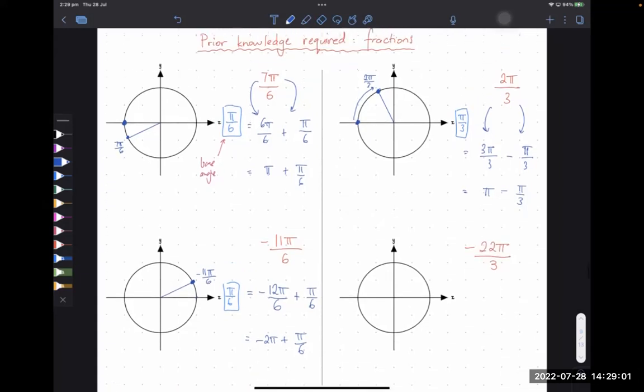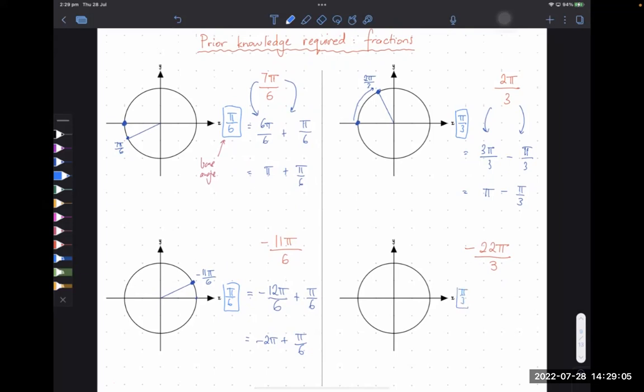Last but not least, I'll just fly through this example here. I know that pi on 3 is the base angle. Closest multiple, so I'm thinking of my 3 times tables. Closest multiple would be either 24, negative 24, or negative 20. Which ones are closer to? 21. Okay. Yeah. So we're going to break this up now to negative 21 pi.